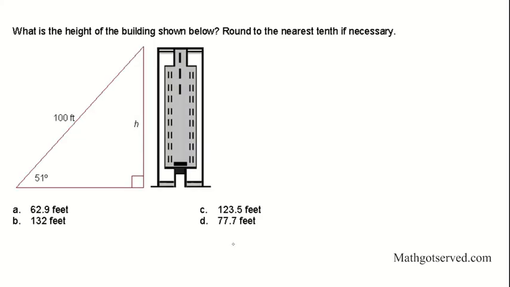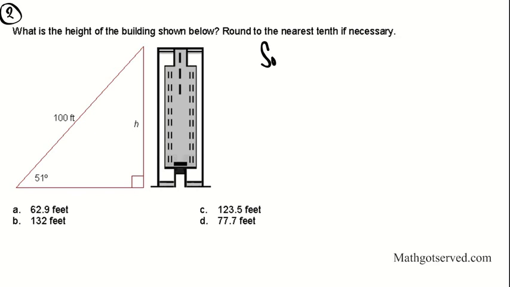All right, let's take a look at question number 2. It says, what is the height of the building shown below, round to the nearest tenth if necessary? So this is the building right here, and this is h, the height. This is the angle of elevation. This is the distance from the viewing point to the top, 400 feet. So we want to look for h.